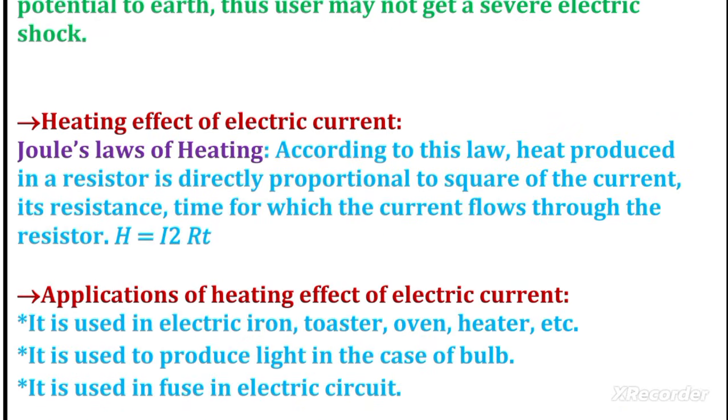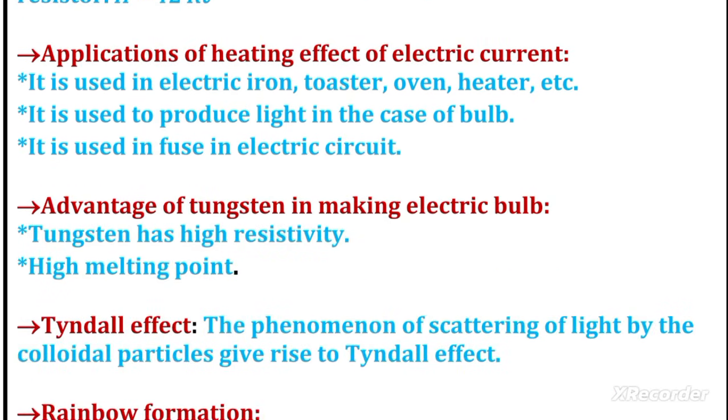Next question: heating effect of electric current. It is Joule's law, also asked in the examination. We have already discussed it. Next, applications of the heating effect of electric current, Joule's law. It is used in the electric iron, toaster, oven, and heater. These are the examples. It is used to produce light in the case of a bulb. It is also used in a fuse.